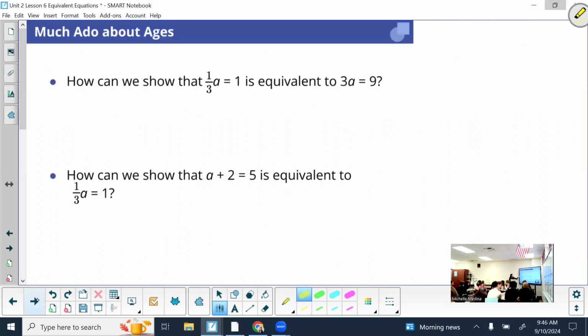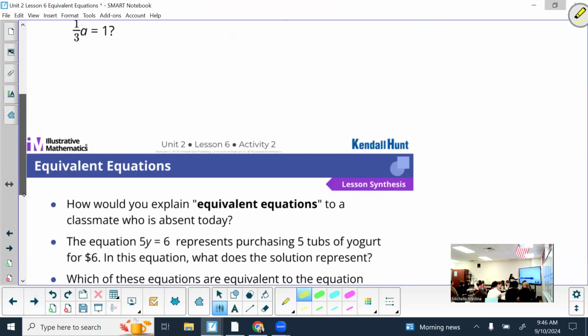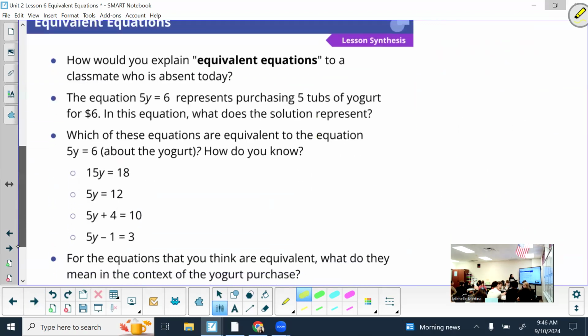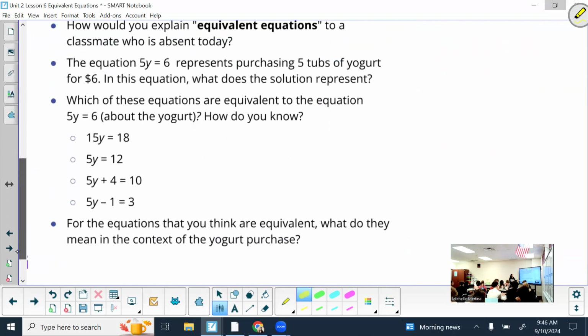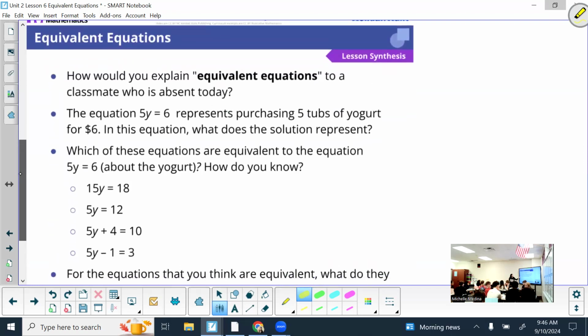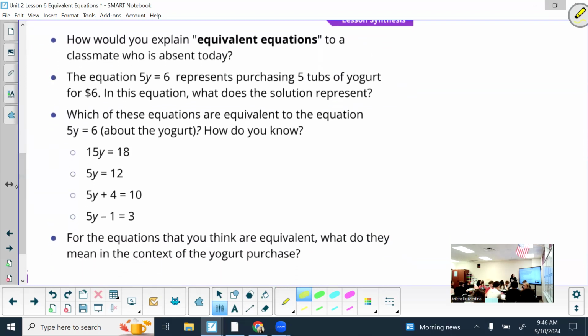So here is the other one I asked you to do. If you didn't do it yet, hopefully you can use what we just talked about and come up with an answer. So table 6, for your number 3, we're given this 5y equals 6. Which, if any of these bullet points are equivalent to 5y equals 6? Just tell me one.